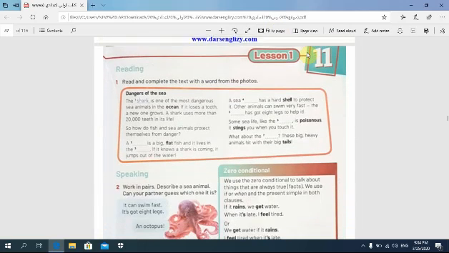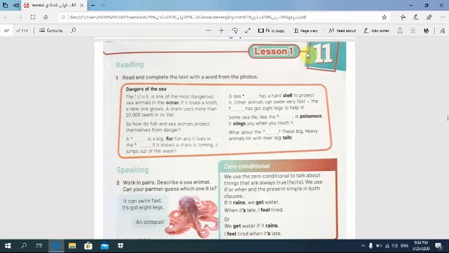Now let's move to a reading exercise. Exercise 1. It's called Read and Complete the Text with a Word from the photos. Dangers of the Sea. The first one. So all the gaps, we're going to complete them using the words that we have already learned in the previous page. The shark is one of the most dangerous sea animals in the ocean. If it loses a tooth, a new one grows. A shark uses more than 20,000 teeth in its life.